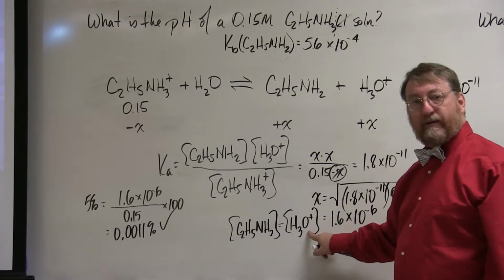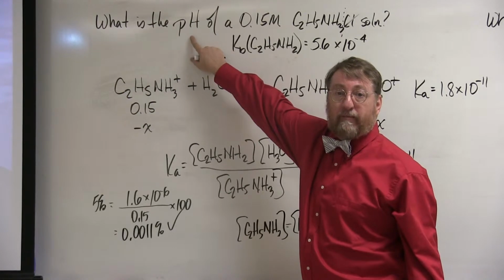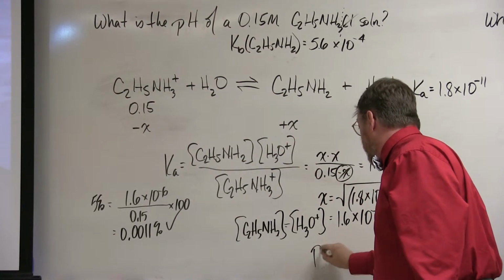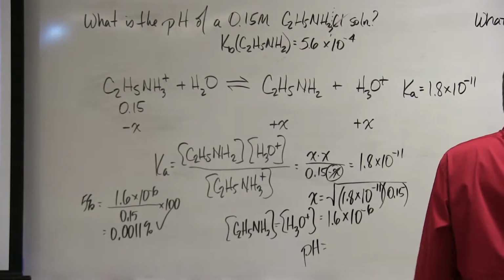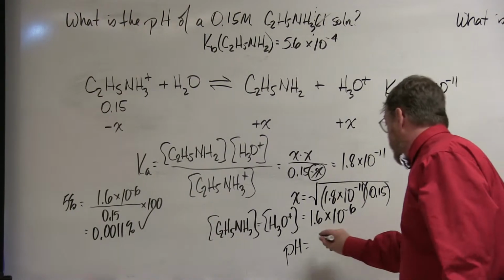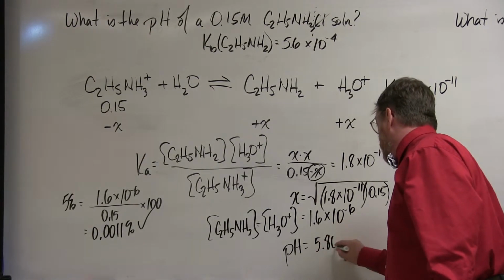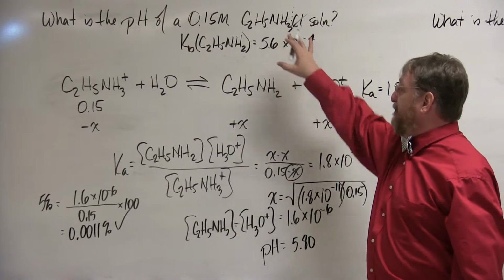Well, if it's a hydronium concentration, I can determine the pH, which is what I was trying to find originally in the problem. So the pH now, I take minus log of 1.6 times 10 to the minus 6, and I'm going to get 5.80 as the pH. So that's the pH of this solution.